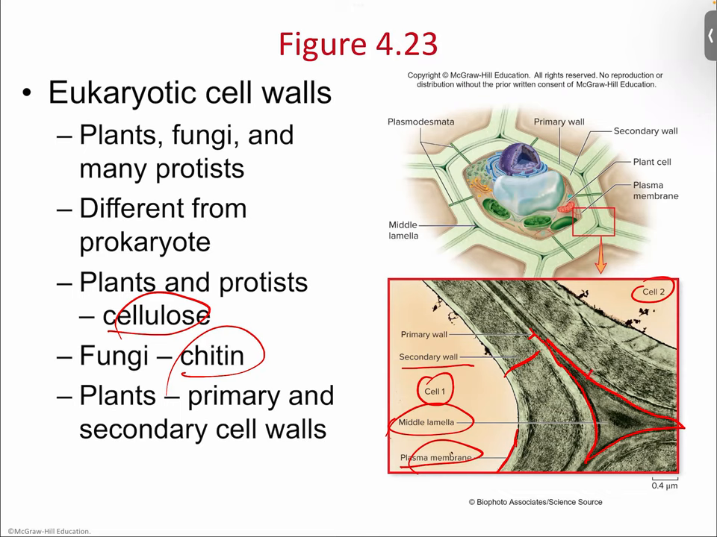So here's your primary here, your secondary, and then here's your plasma membrane, of course, your cytoplasm. Right. So you actually have two kind of layers to it. It's not just all one layer. So there's a little bit more structure.